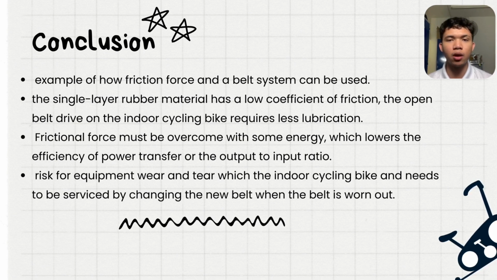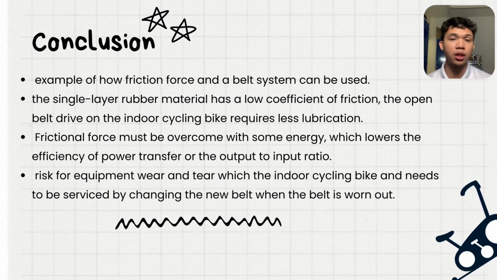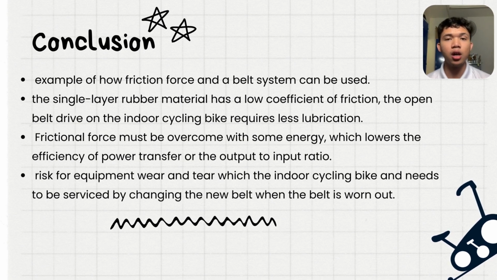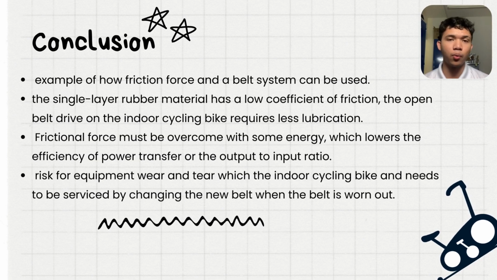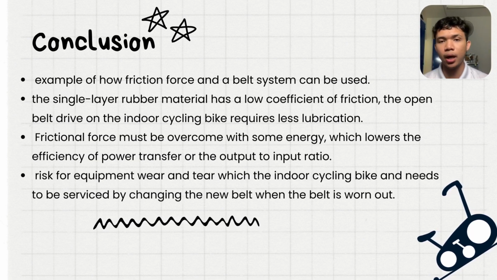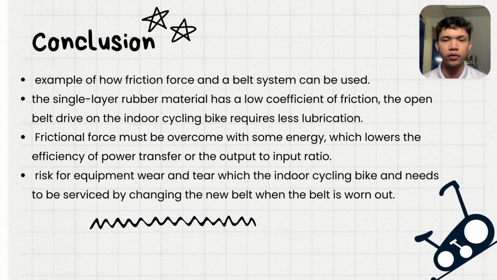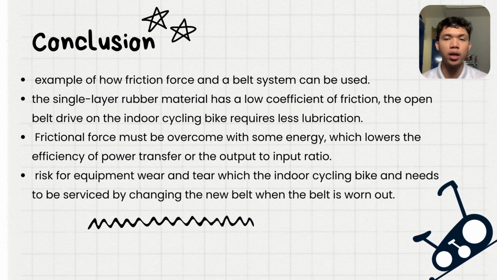Frictional force must be overcome with some energy, which lowers the efficiency of power transfer, or the output to input ratio. There is also risk for equipment wear and tear, so the indoor cycling bike needs to be serviced by changing to a new belt when the belt is worn out.